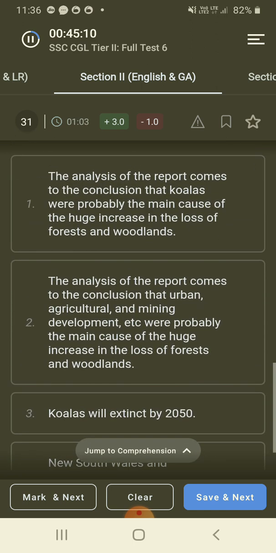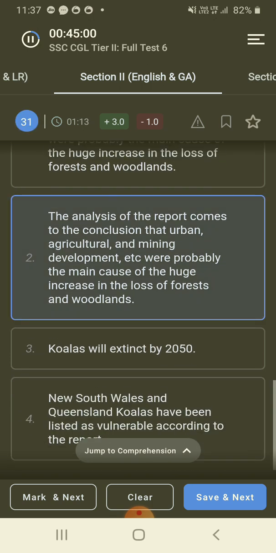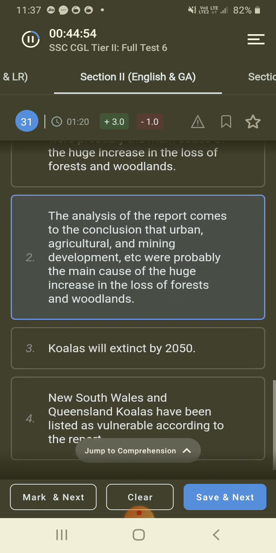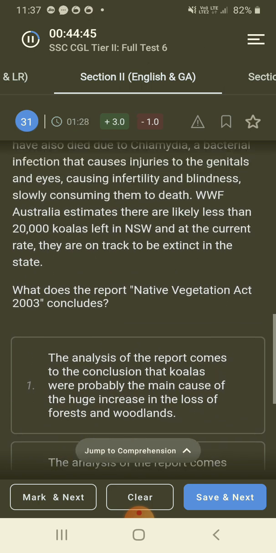Or it comes to the conclusion that urban, agriculture and mining development. The report comes to the conclusion that koalas are probably the main cause of the huge increase in forest loss. Koalas will extend. New South Wales and Queensland have been listed as vulnerable according to the report. What does the report on the Native Vegetation Act conclude?